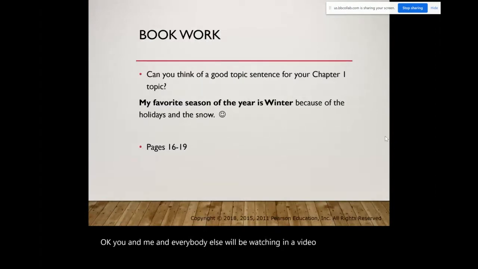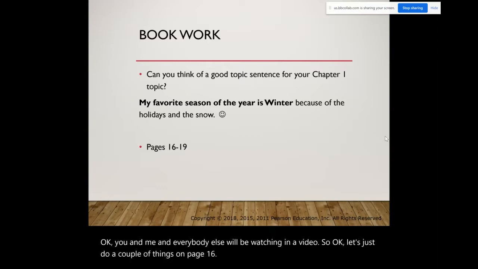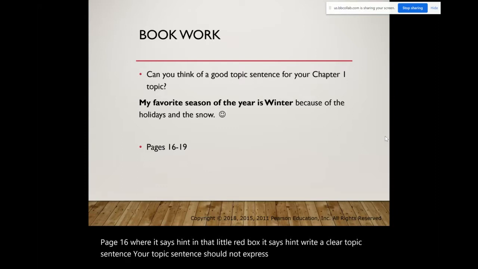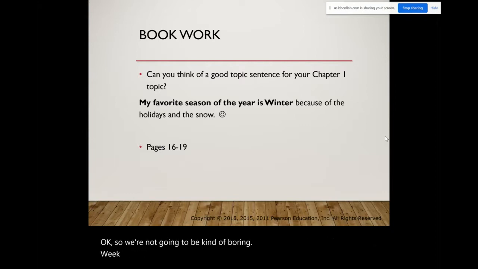So, okay, let's just do a couple of things on page 16. Page 16, where it says hint in that little red box. It says hint, write a clear topic sentence. Your topic sentence should not express an obvious or well-known fact. Okay, so we're not going to be kind of boring. Like for favorite season of the year, we do not say winter is a cold season. We do not say that because it's obvious.